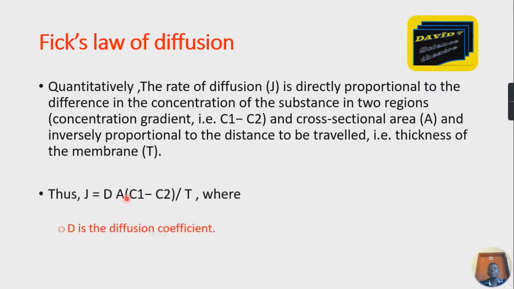So we can simplify it here. The rate of diffusion J is directly proportional to the diffusion coefficient, directly proportional to the area across which diffusion is occurring, and to the concentration gradient, and inversely proportional to the thickness of the membrane. So this is the diffusion coefficient. It's not the distance. The distance to be traveled, we call it the thickness of the membrane.